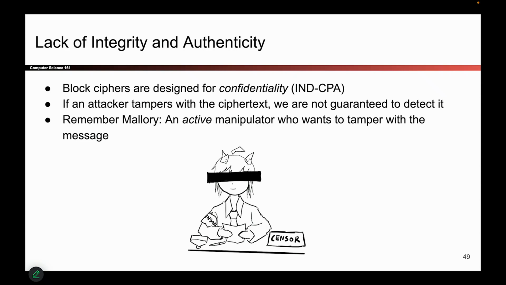They were actually not designed for integrity or authenticity. So what that means is if we have an attacker like Mallory who is able to tamper with the message while it's being sent over the channel, we're actually not guaranteed to detect that something wrong has happened. So encryption is good for making sure that attackers can't read our messages, but just because something is encrypted doesn't mean that an attacker cannot tamper with it.